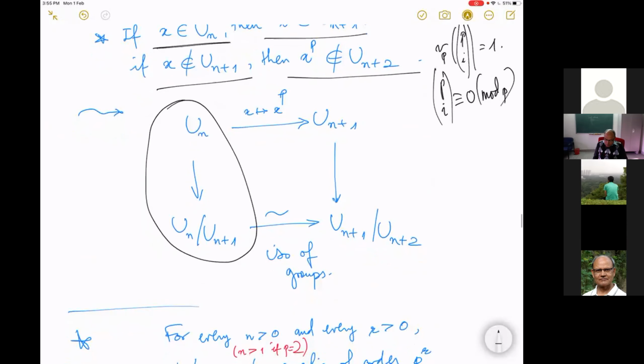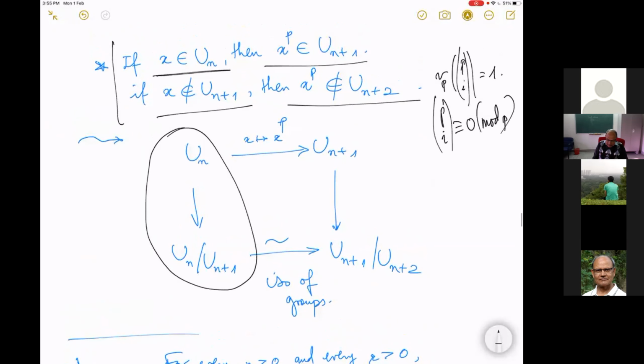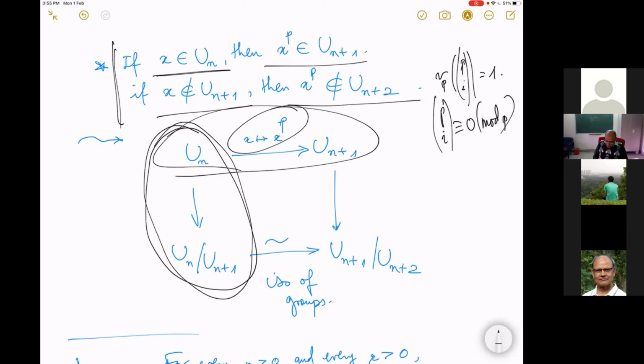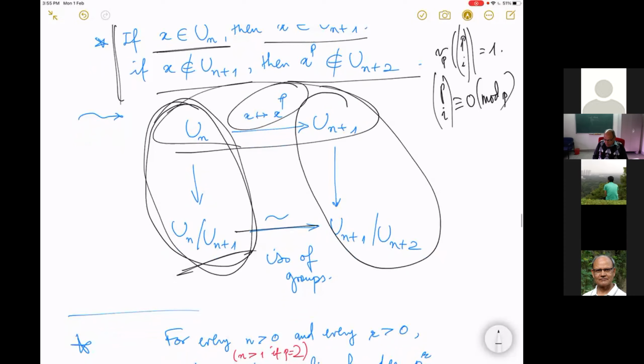Now this here says that raising to the power p maps U_n to U_{n+1}. Of course, from U_n, I can also go to the quotient U_n modulo U_{n+1}. And from U_{n+1}, I can go to the quotient U_{n+1} modulo U_{n+2}. And I have an induced map here. And this is an isomorphism of groups.